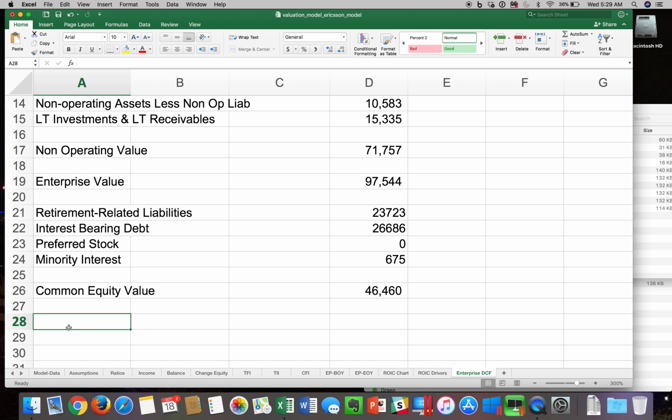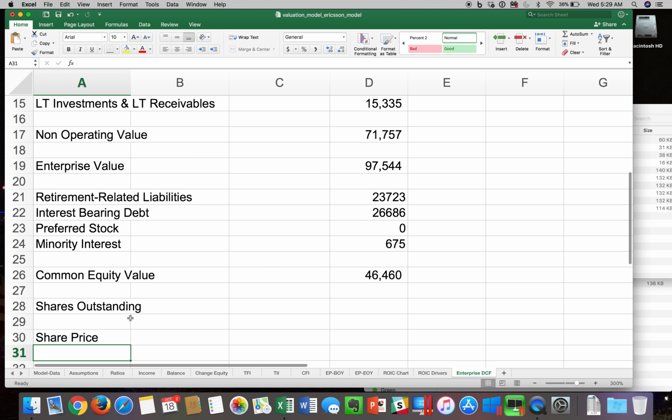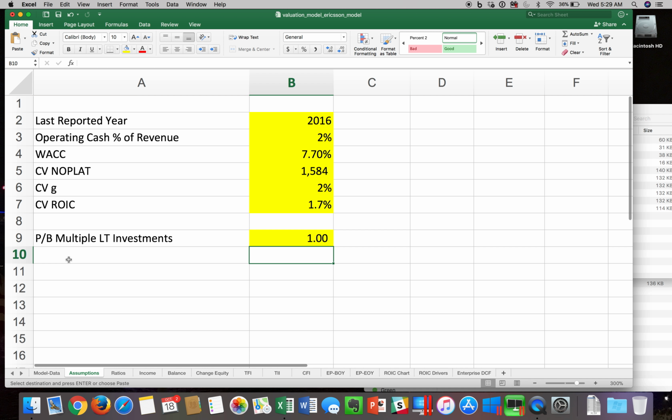So if I divide that by shares outstanding, then I get my forecasted share price. So for shares outstanding, I'm going to make that an assumption. So copy and paste this here.